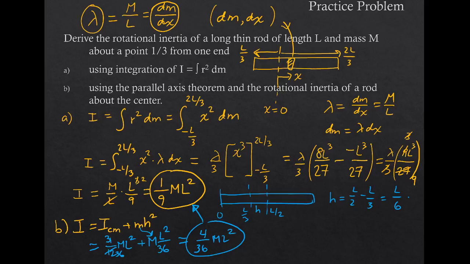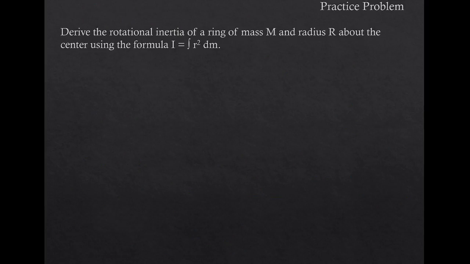Okay, now we can finally scoot ahead to this next practice problem, and we want to derive the rotational inertia of a ring of mass m and radius r about its center using I equals integral of r squared dm. So here is a ring, pretty thin, so it has a mass of m and a radius of r, and we want to use the definition that I is equal to the integral of r squared dm.